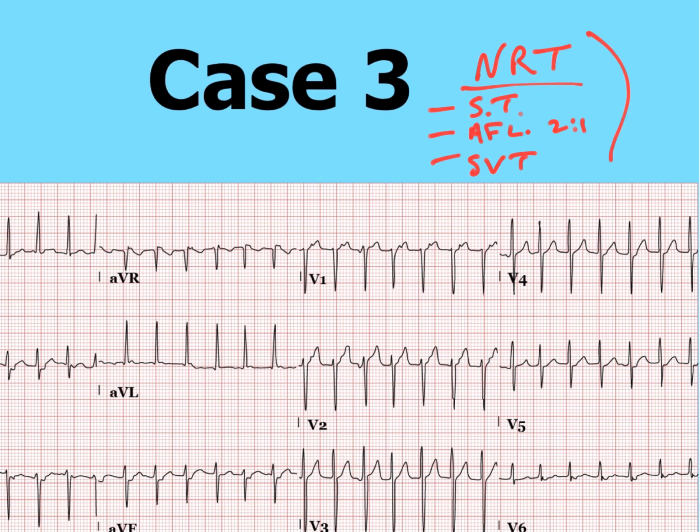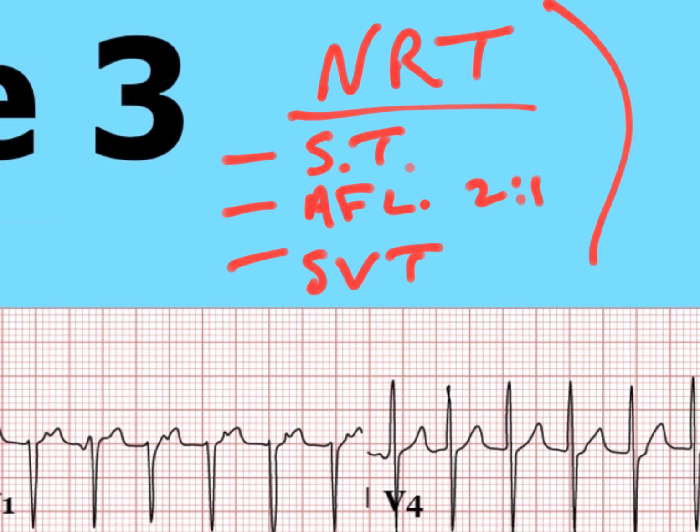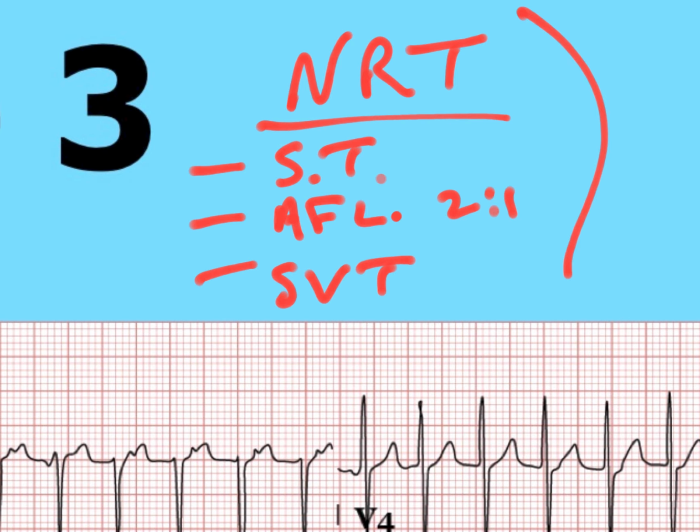Well, you need to ask yourself a simple question. What is the atrium doing? If sinus tachycardia is present, you'll see 1 P with every QRS. So you'll see PQRS, PQRS, PQRS, PQRS, and so on. With atrial flutter, the atrium is beating twice for every ventricular beat. So you'll see PPQRS, PPQRS, PPQRS.